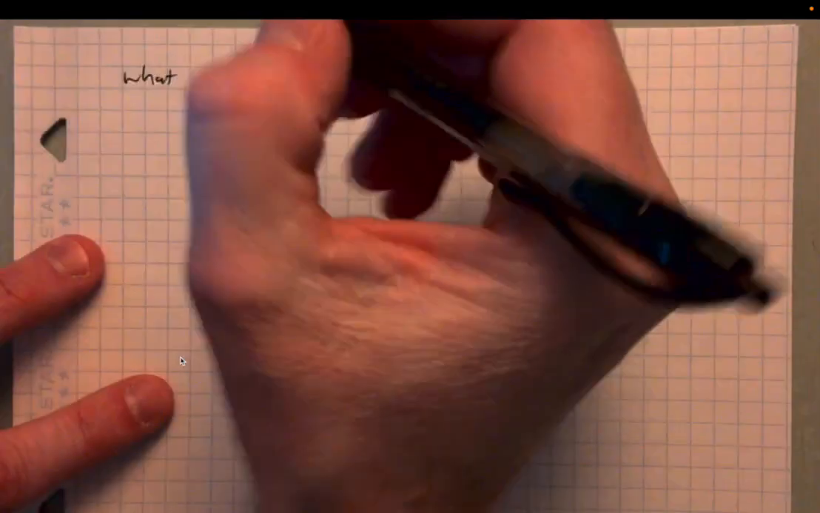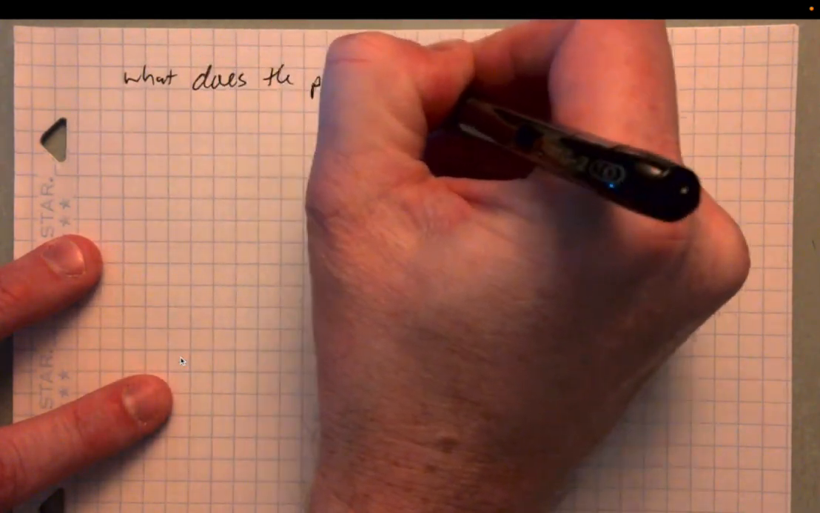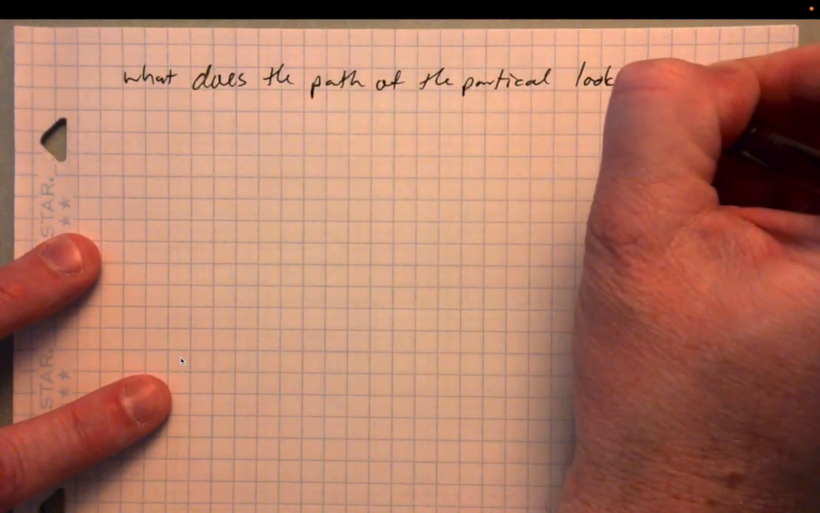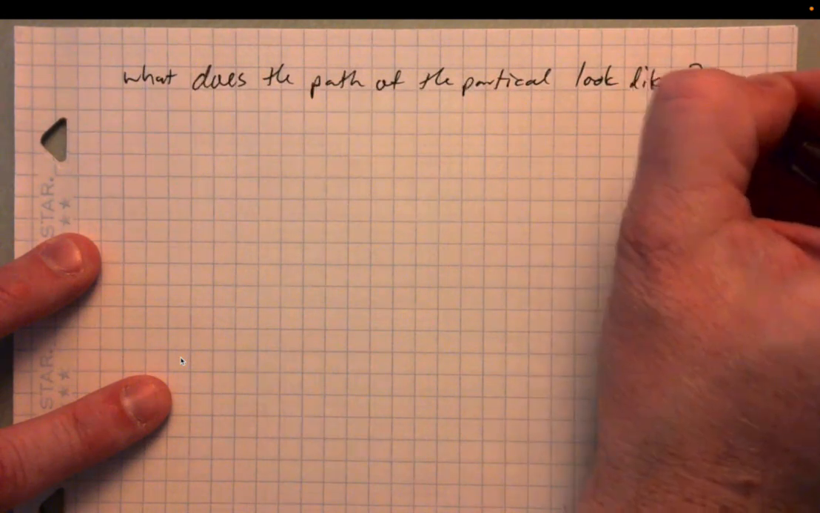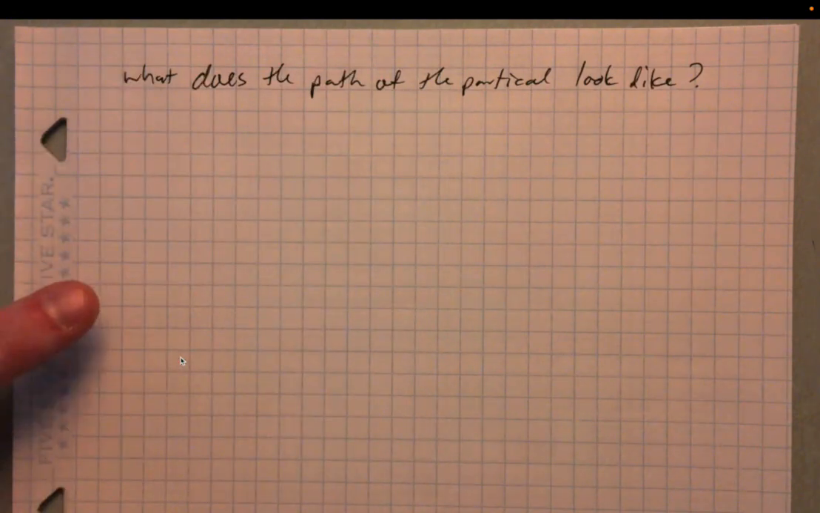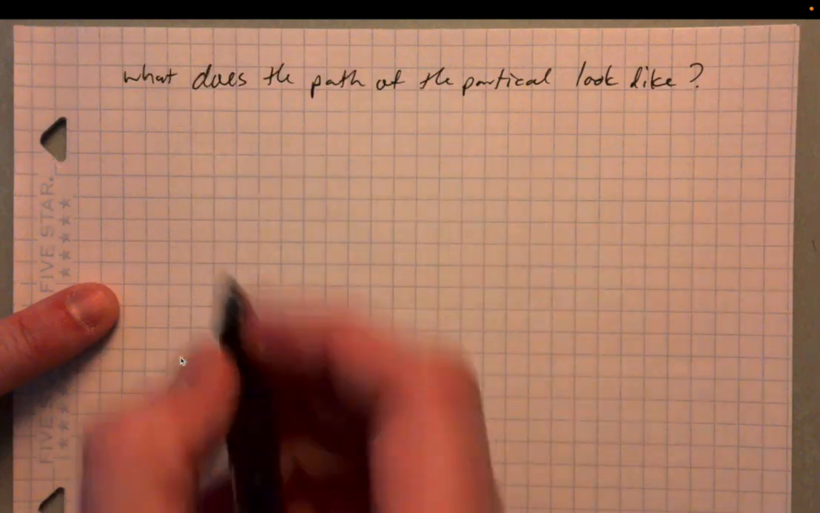Okay, so what does the path of a particle look like in particular? Start with that. There are a couple of ways to do this, of course. We can pretty quickly use parametric equations and some trig to get a nice feel for what the path of this particle looks like.